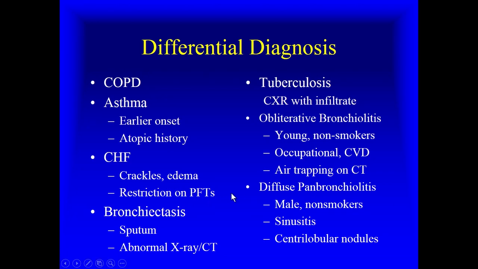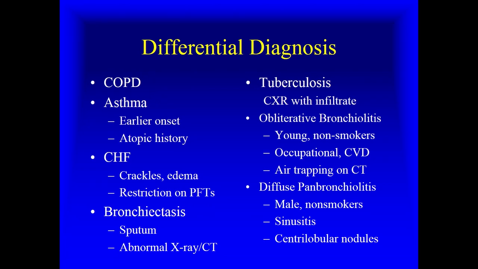Congestive heart failure is another cause of dyspnea in elderly patients, which would be expected to have crackles on lung auscultation and peripheral edema on examination, as well as restricted PFTs, not obstructed PFTs. Bronchiectasis patients may have obstruction on their PFTs, but would have symptoms of chronic cough and phlegm production, as well as abnormal airways seen on chest X-ray and particularly on chest CT scan.